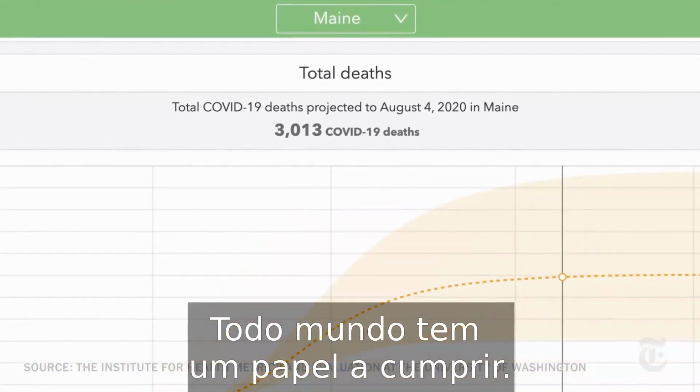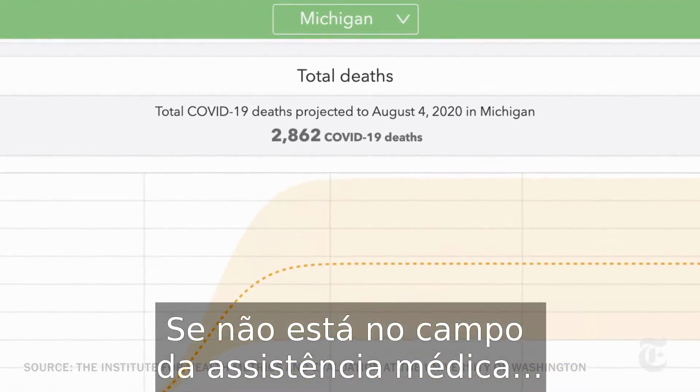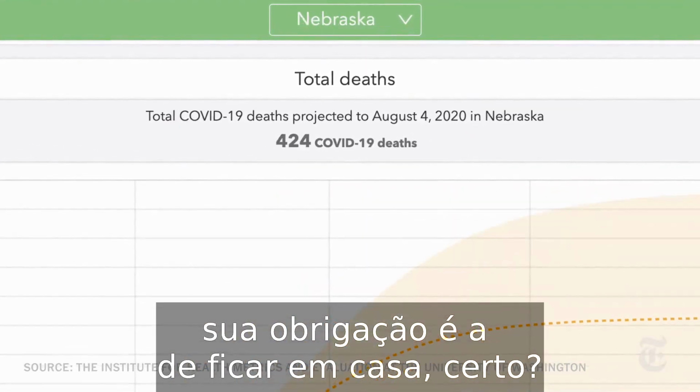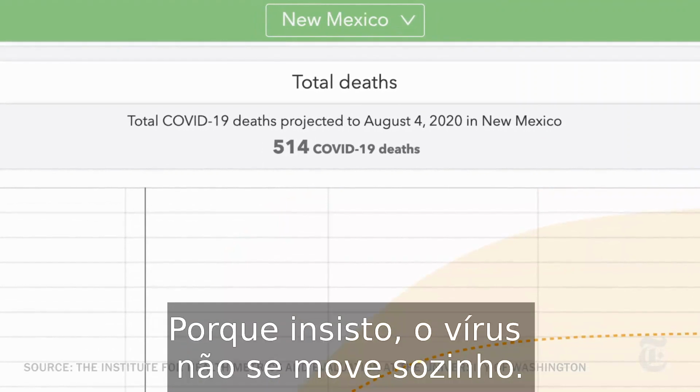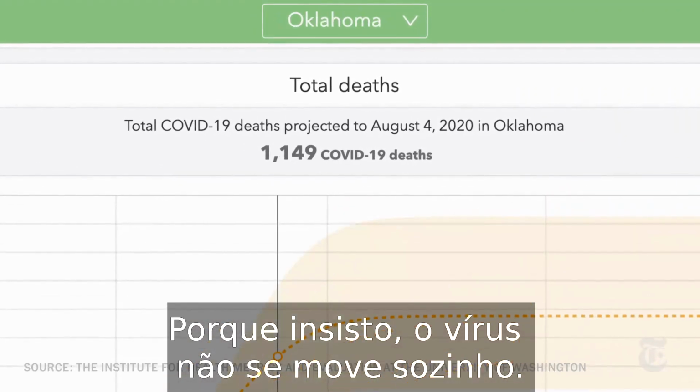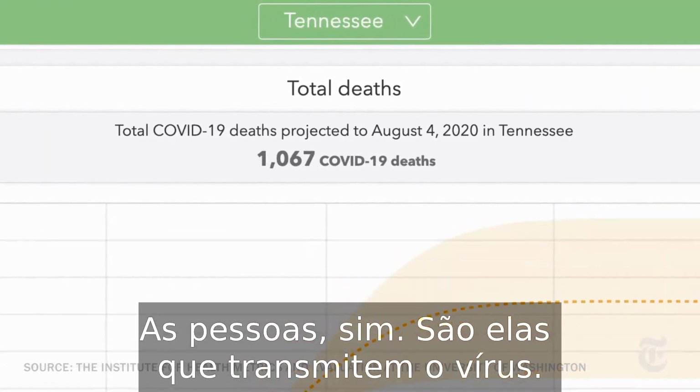Everybody has a role to play, and if you're not in the healthcare field right now, your role is to stay home, right? Because again, the virus doesn't move on its own. People move. People transmit the virus.